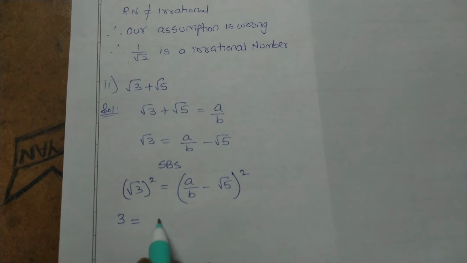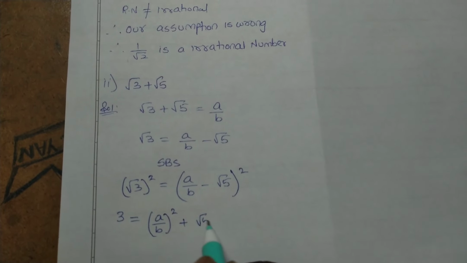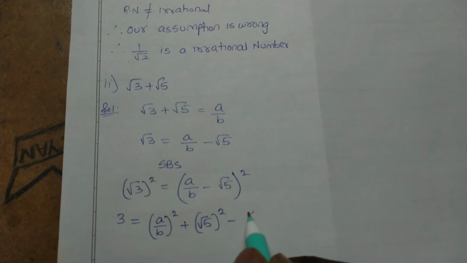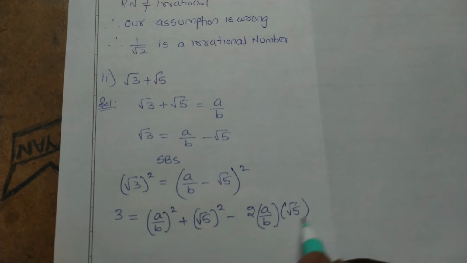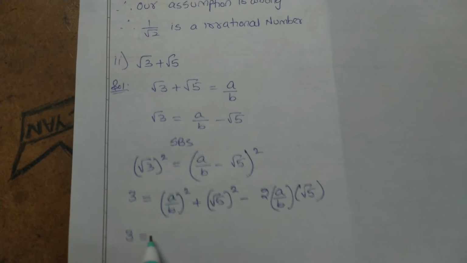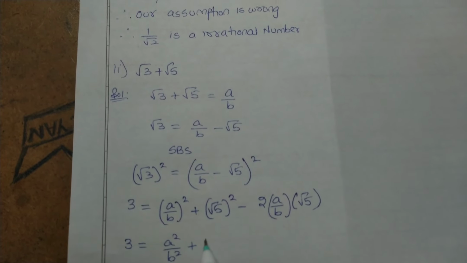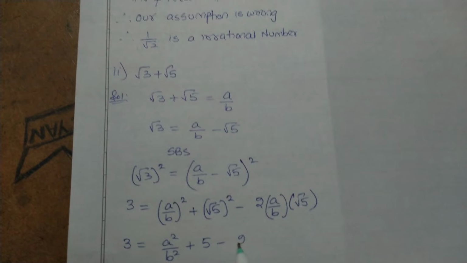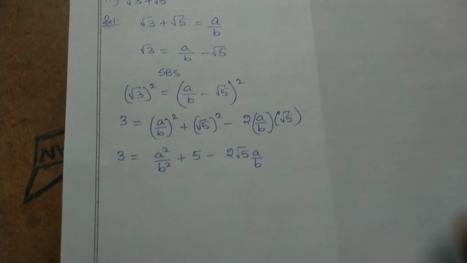The formula for a minus b whole square is a square plus b square minus 2ab. This is the formula. So 3 is equal to a square by b square, plus root 5 whole square, which means 5 only, no? Minus 2 root 5 a by b.